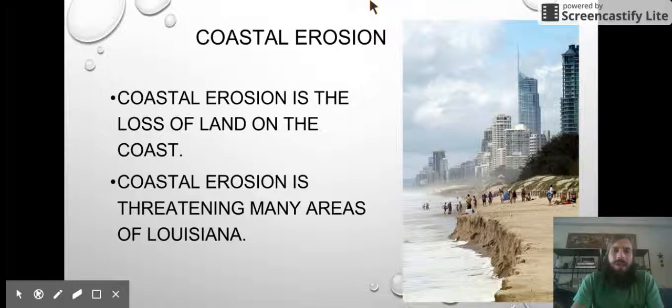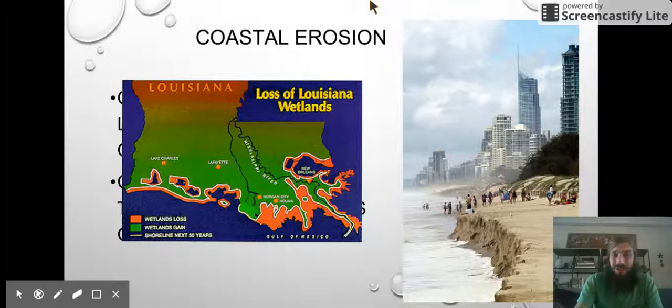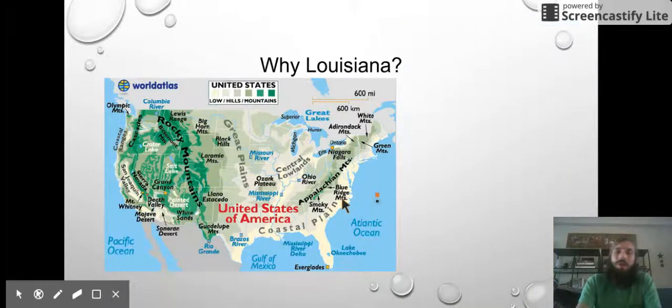Now, we said that coastal erosion is threatening many areas of Louisiana. That should make you ask, why Louisiana? Why are we having this problem all along the coast in Louisiana? Well, there's a few different reasons. Now, Louisiana is in the southeast region of the United States where you'll find coastal plains. Plains are low, flat lands. So that means there's an extra danger of flooding because they're not very high up.